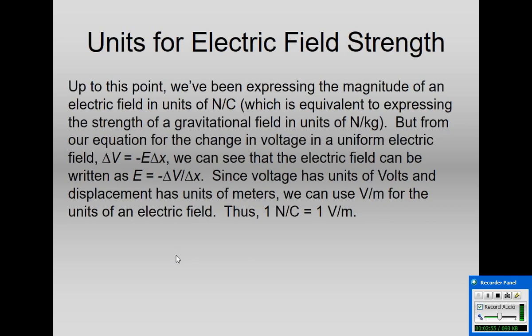But notice that we can also look at this and say that the units of the electric field are equal to units of voltage divided by units of displacement. So volts per meter are a perfectly valid way of expressing the units of the electric field. 1 Newton per coulomb is exactly the same as 1 volt per meter.